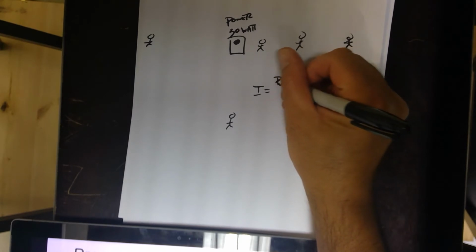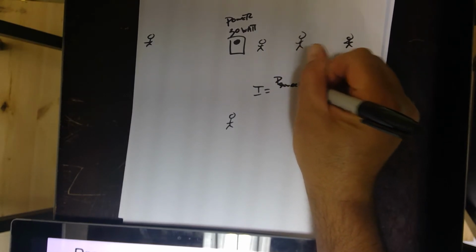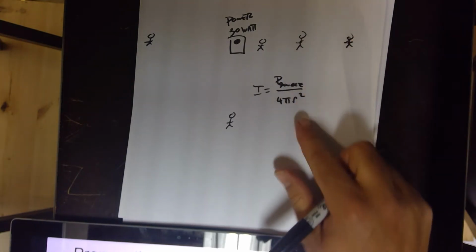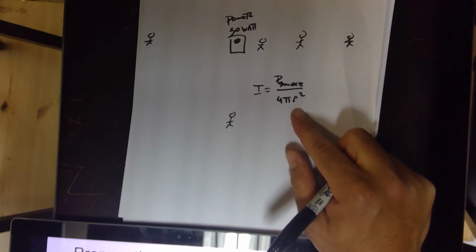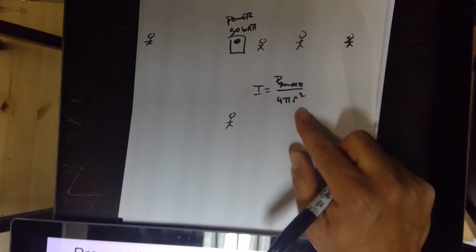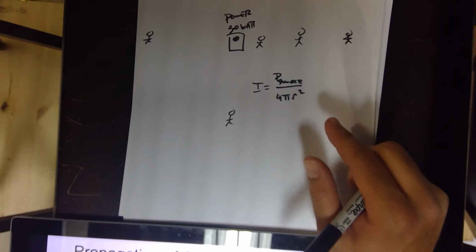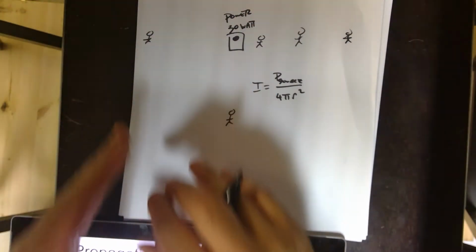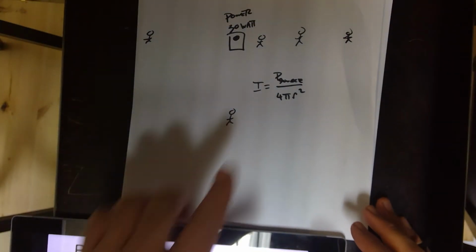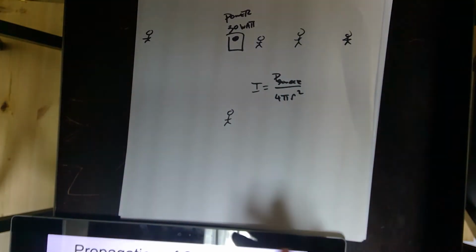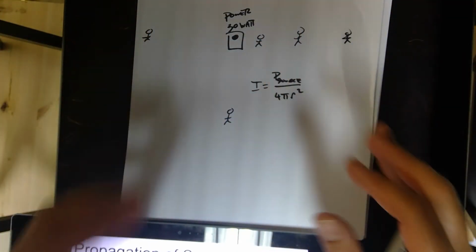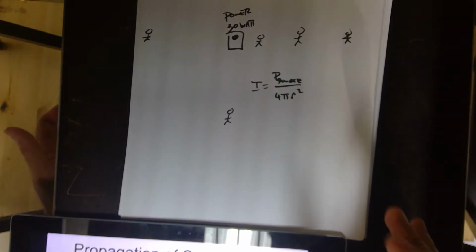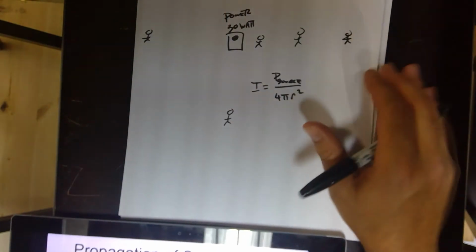Intensity is the power of the source divided by 4 pi r squared. That may be recognizable to you guys. This is the surface area of a sphere, and if you think about it, this sound is radiating outwards in spherical fashion, all three dimensions. So what we're doing is we're spreading that power of the source over a spherical shell. And the farther and farther we get, the larger that spherical shell is as it radiates outwards.